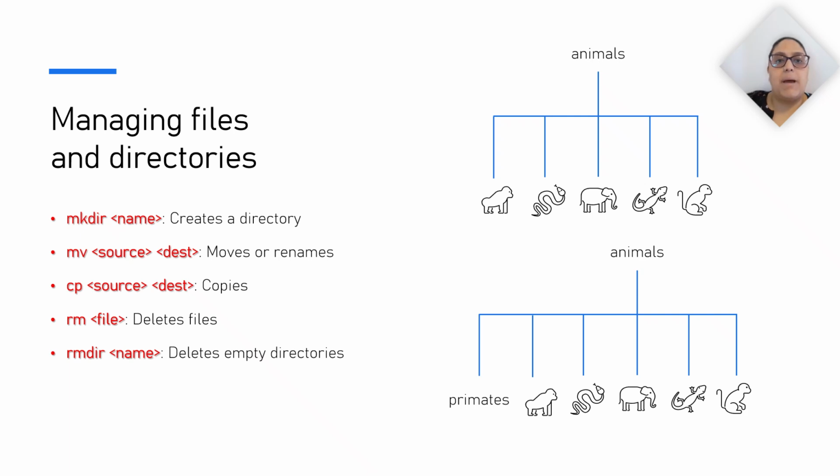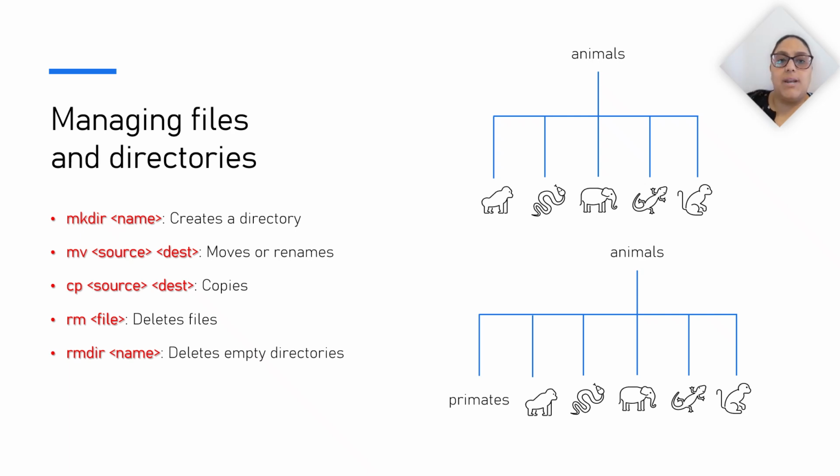Now, let's manage files and directories. To create a directory, use mkdir, like mkdir primates. So if you see in the example on the video, there is a new directory called primates that has been created in the animals folder.